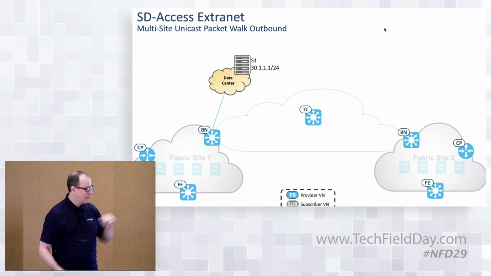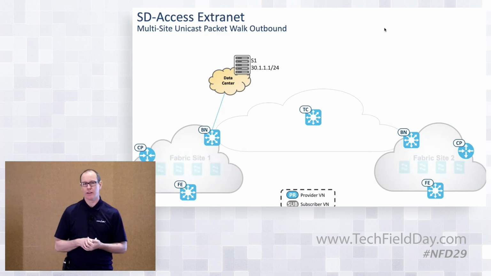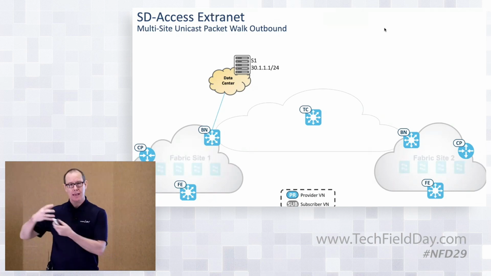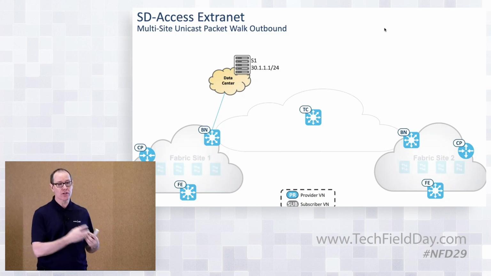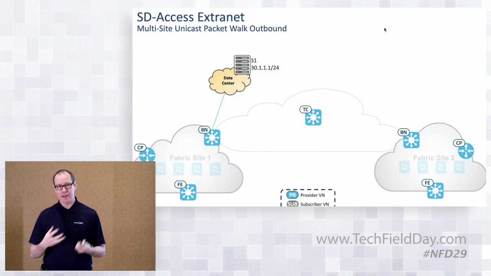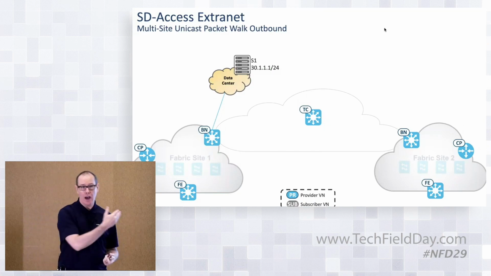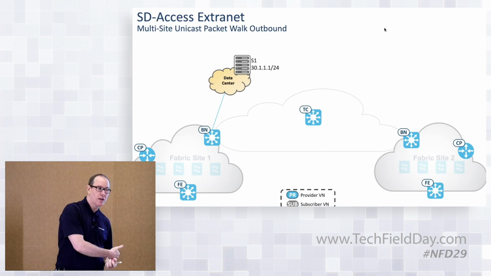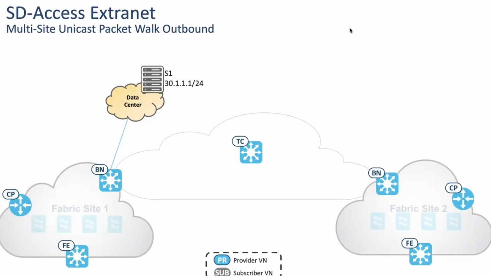And it uses something you might see in the middle cloud there called a transit control plane, or a TC. A transit control plane is a device that stores all of the subnet information for all of the sites. So site 1 on the left here is going to have different subnets from site 2. If a host in site 1 wants to talk to a host in site 2, the transit control plane will tell the border node how to get to the other site for that subnet, right? So that's what the transit control plane does.